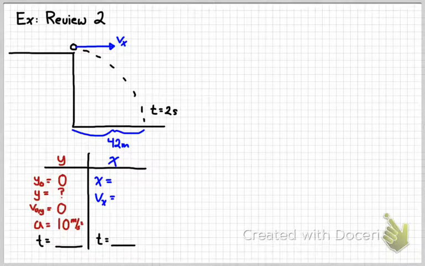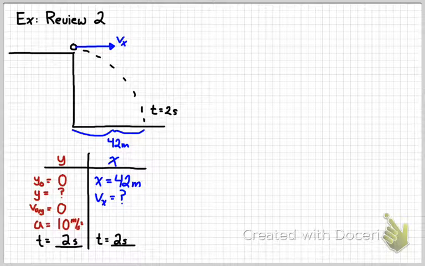So filling in my knowns on the y side, make my initial position 0. Y is unknown. Your initial velocity is 0. That needs to come from your head. And your acceleration is 10 meters per second squared. That also needs to come from your head. Time is 2 seconds, that's a given. X is 42 meters, and Vx is a question mark, that's an unknown. We're being asked to figure out both Vx and y.